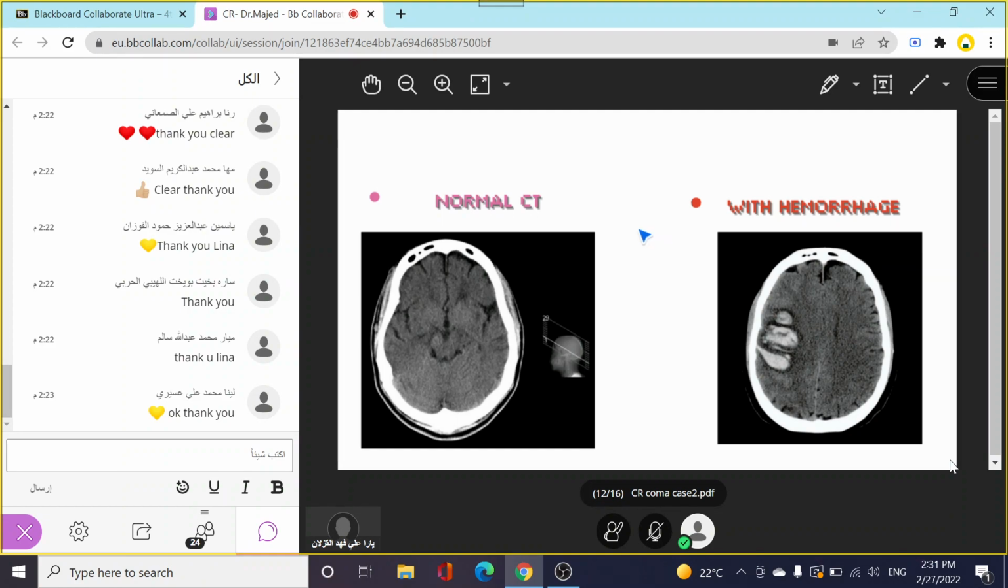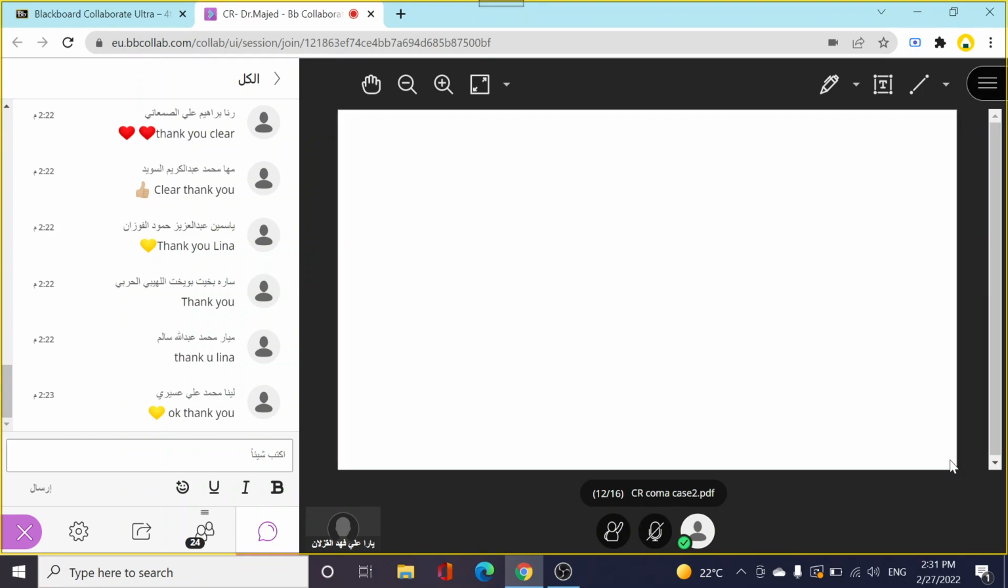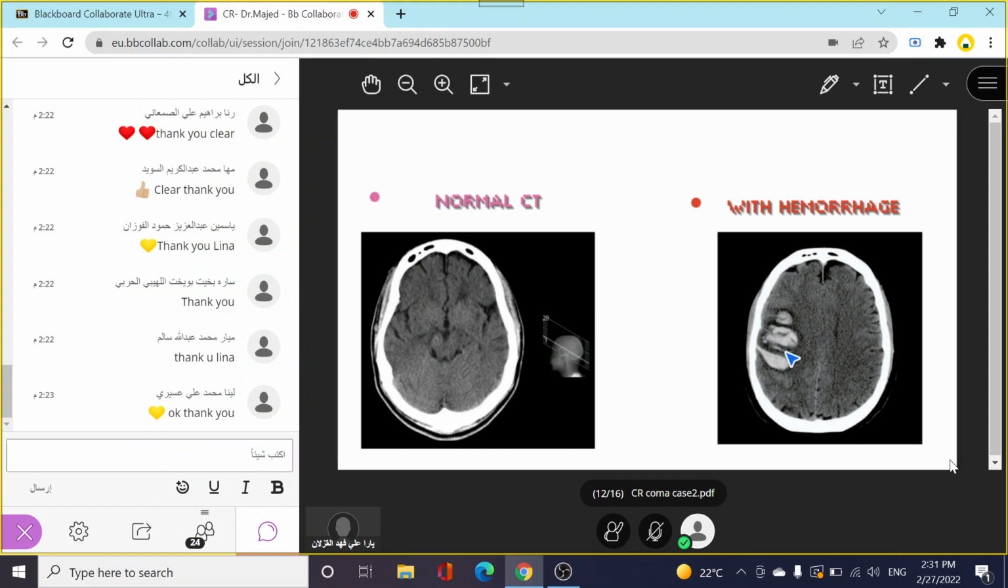Comparing the CT of my patient to the normal CT, you can see that it's all the same color, while in this patient it is darker. The brainstem is darker than the rest. A hemorrhage in CT is shown in a lighter color.